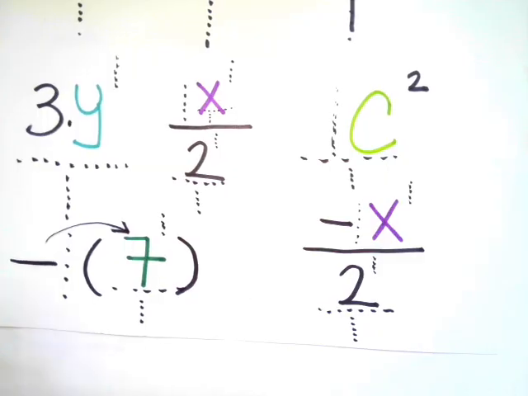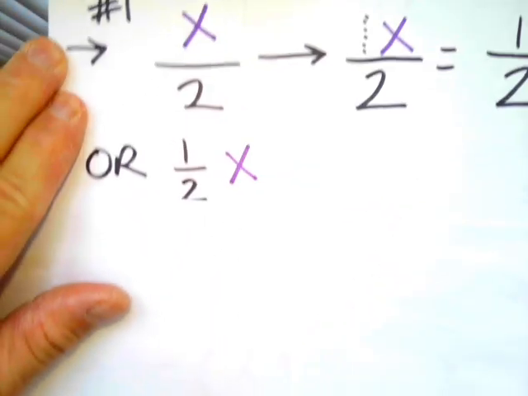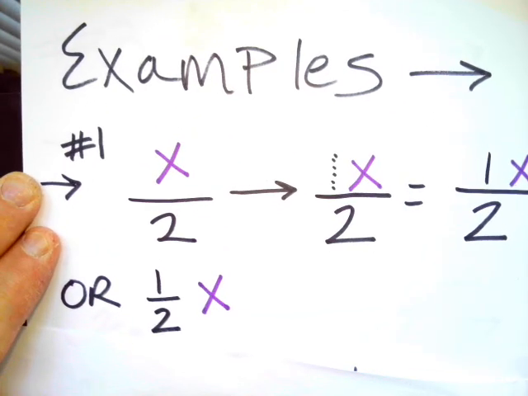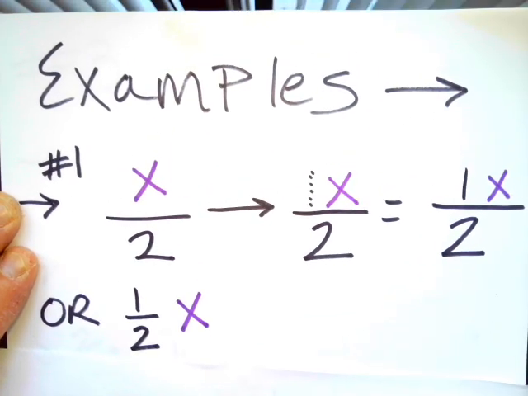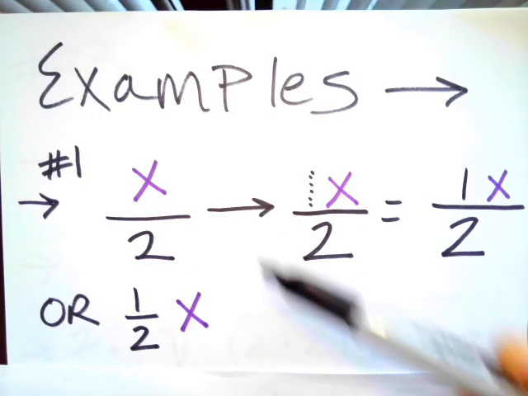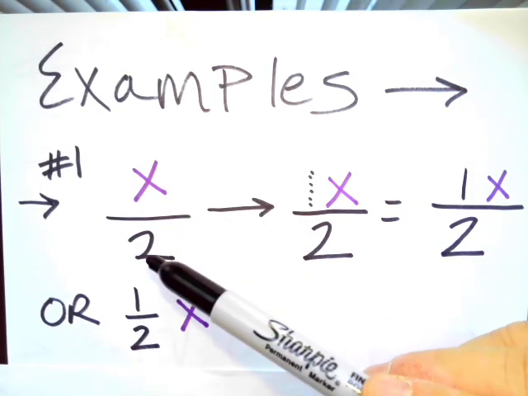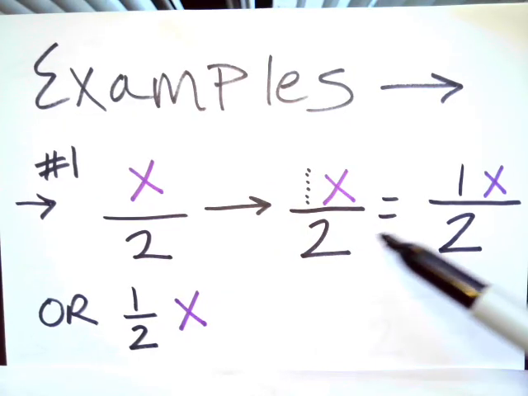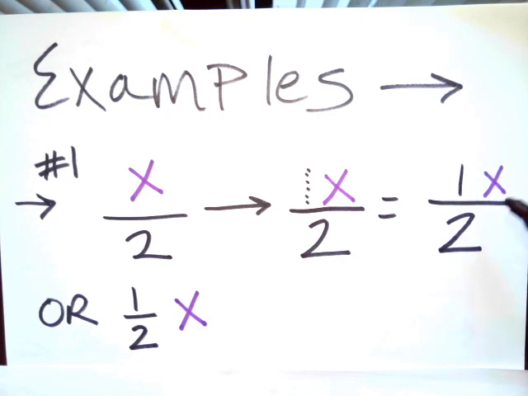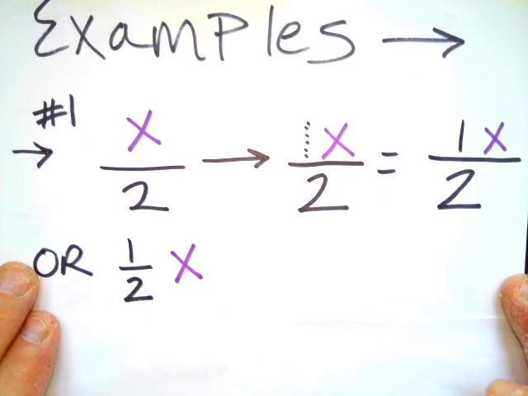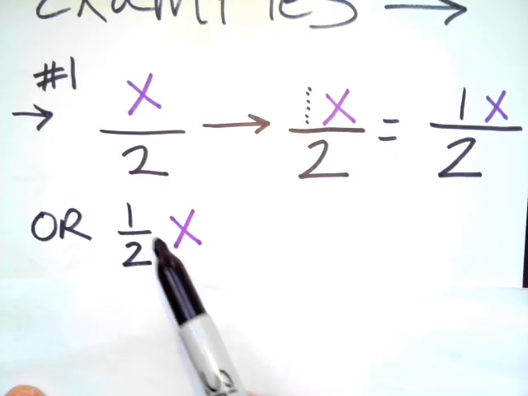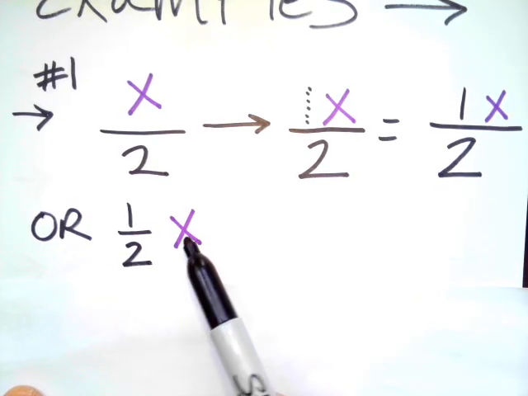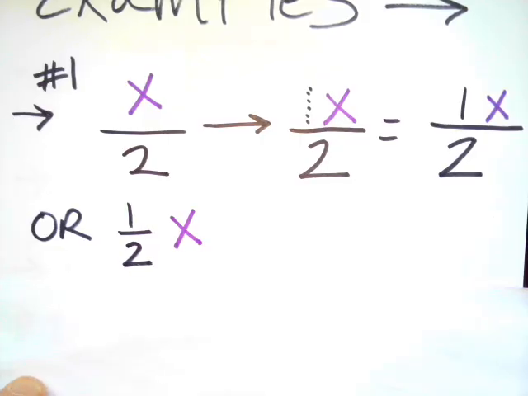Hey, let's take a look at some more examples I have set up here for you, in understanding the invisible 1. So here I wanted to show you with this first example, x over 2. Well, that's really 1 times x over 2, which can be written 1 over 2x, or maybe more commonly, as you see here, 1 half x. All of these mean the exact same thing.